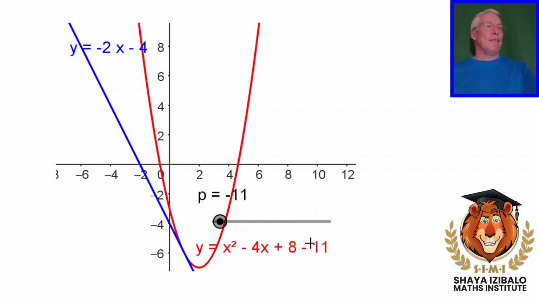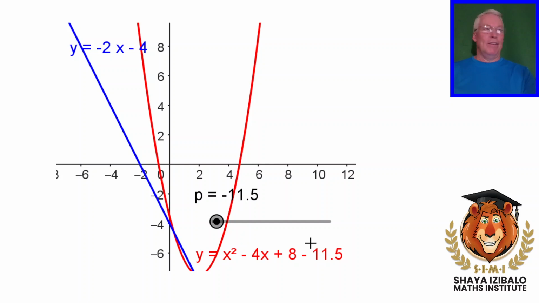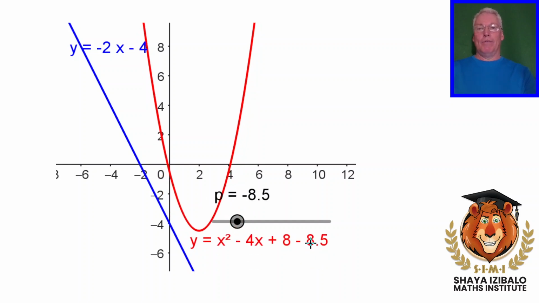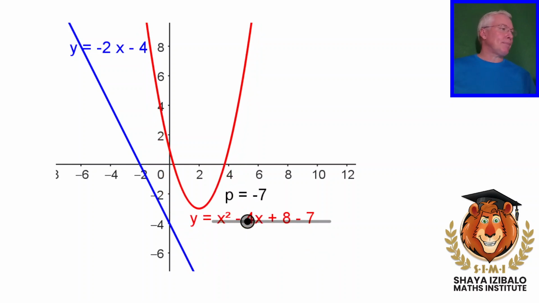If we go more than minus 11, in other words, we drop it more than minus 11, then they actually cut at two different points. Minus 11 is that value that we've just found. Okay.